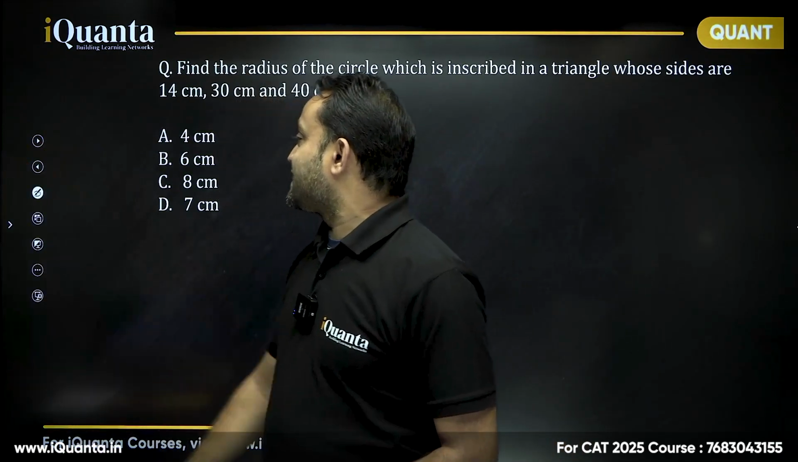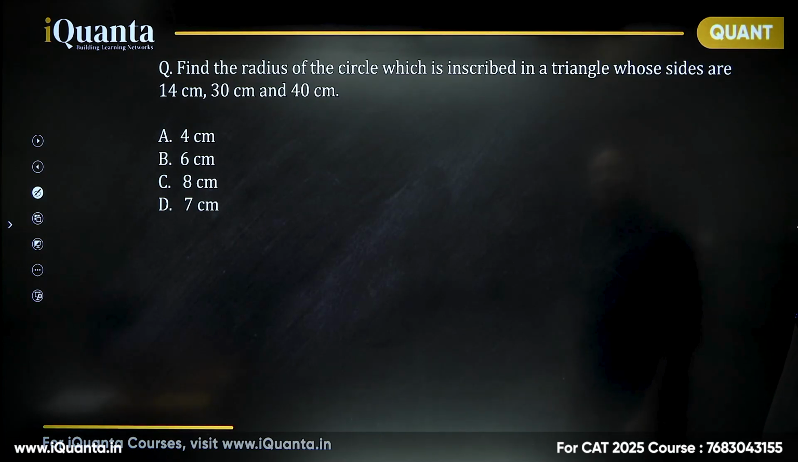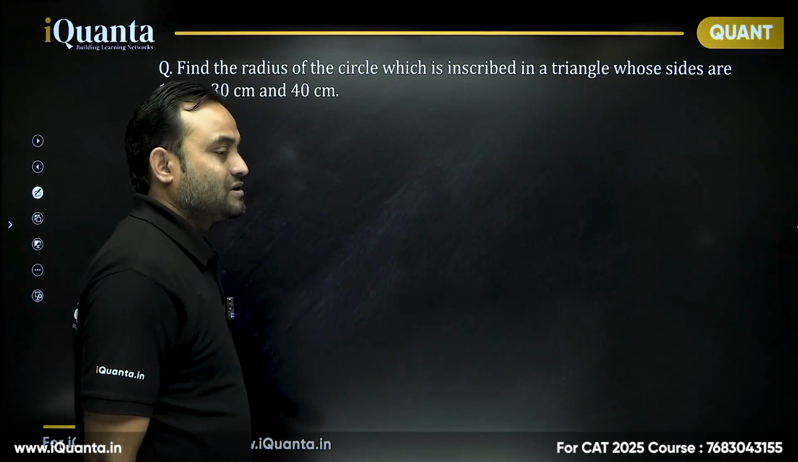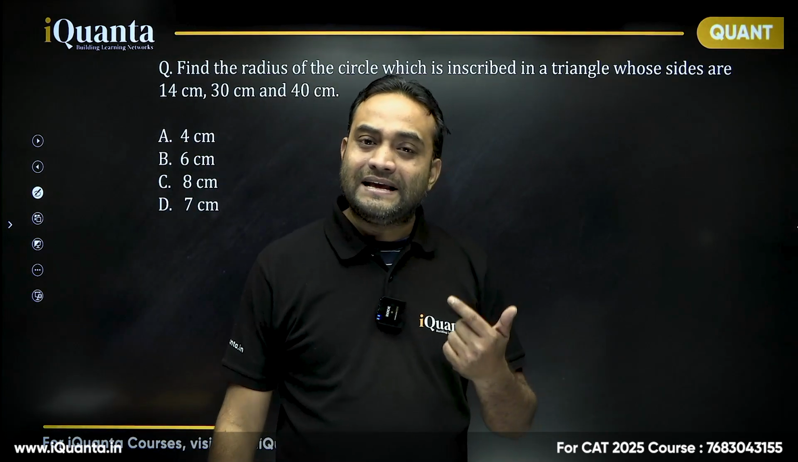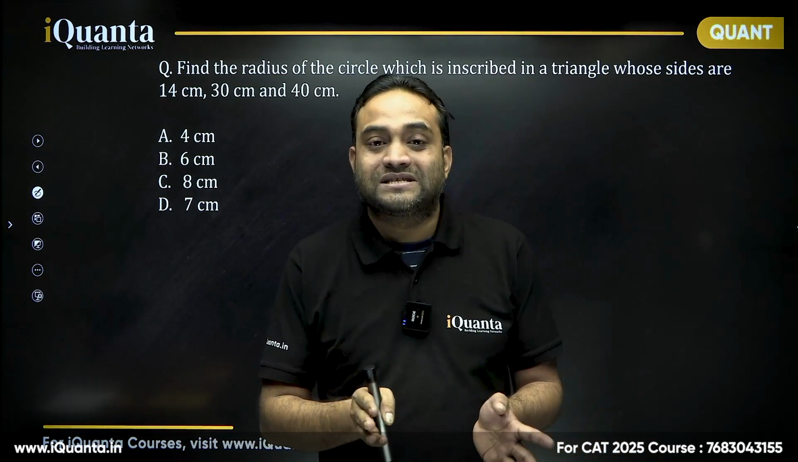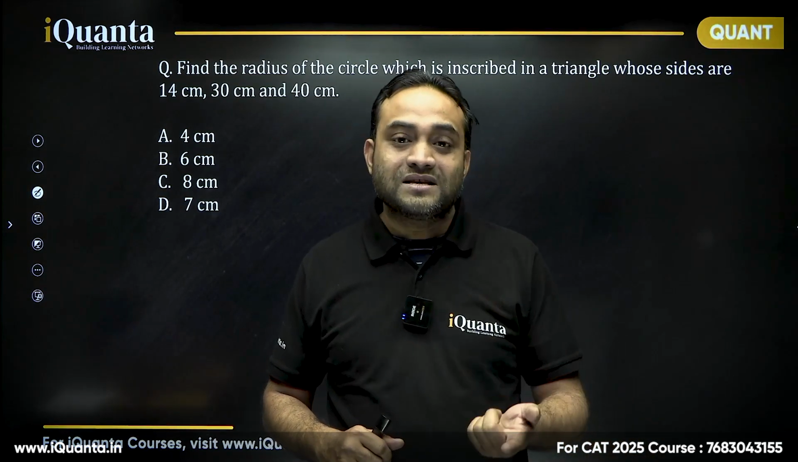Okay. Next question. Find the radius of the circle which is inscribed in a triangle whose sides are 14, 30 and 40 centimeter. So हमें क्या find करना है? Incenter, right? Find the radius of the circle which is inscribed. Inscribed का मतलब कोई सर्कल जो तीनों साइड्स को टच कर रही है तो वो इन सर्कल हो गया.